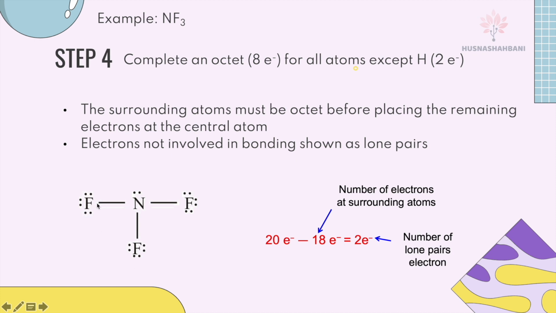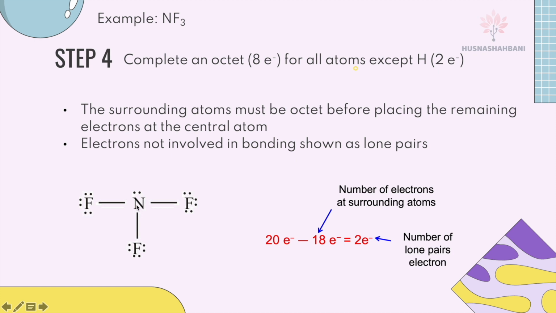Now this fluorine bond has 2 electrons, so you have to put 6 more to become 8 electrons, and 6 more to become 8 electrons, and 6 more here to become 8 electrons. Now you have used 6, 6, 6, so 18 electrons. For the surrounding atoms, you have used 18 out of 20, so you have 2 electrons remaining. These 2 electrons you put at the central atom.